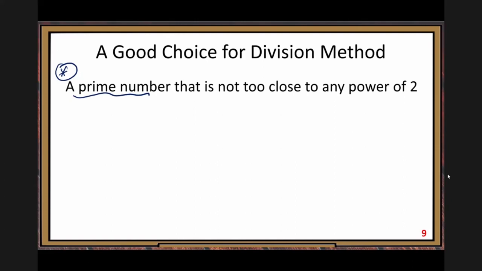But another factor we need to consider: if it's too close to a power of 2, then we get the second problem, the truncation. So we don't want to make it too close to a power of 2. Then when we do the modular operation, we won't get that truncation problem. This way it can improve the performance of your division method a lot, although the improvement is still very limited.